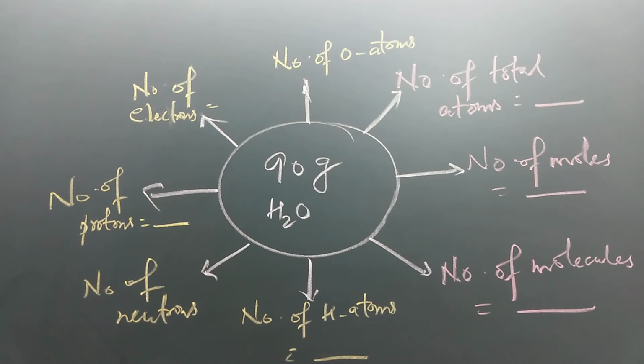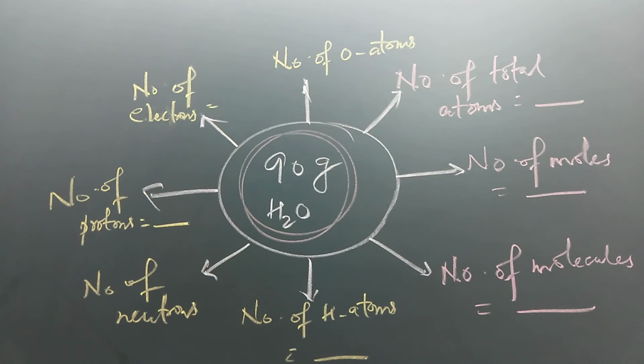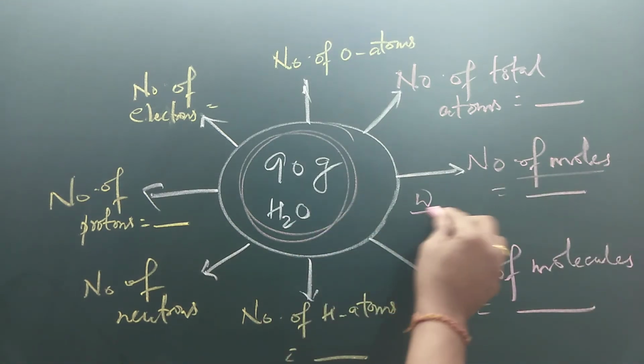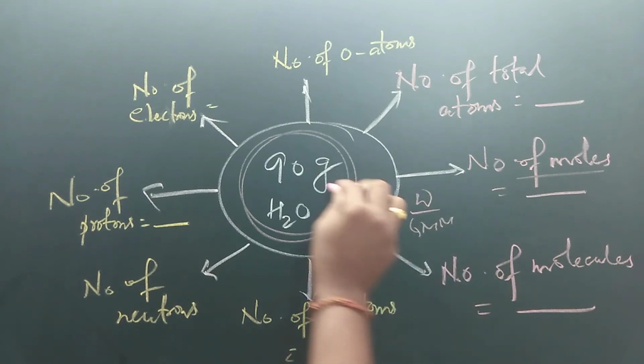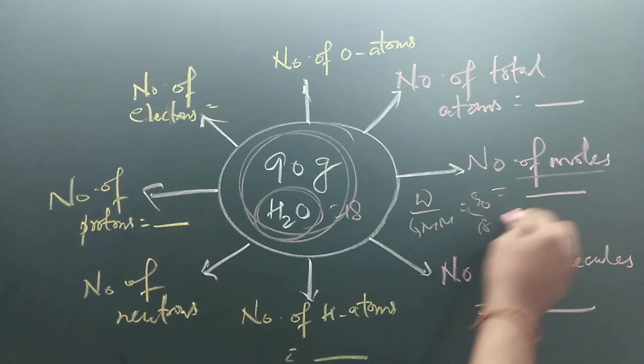Now let's see, you are given 90 gram of water. You have to find the number of moles. As you know, the number of moles is given by weight by gram molecular mass. The gram molecular mass of water is 18. So 90 upon 18 is 5 moles.